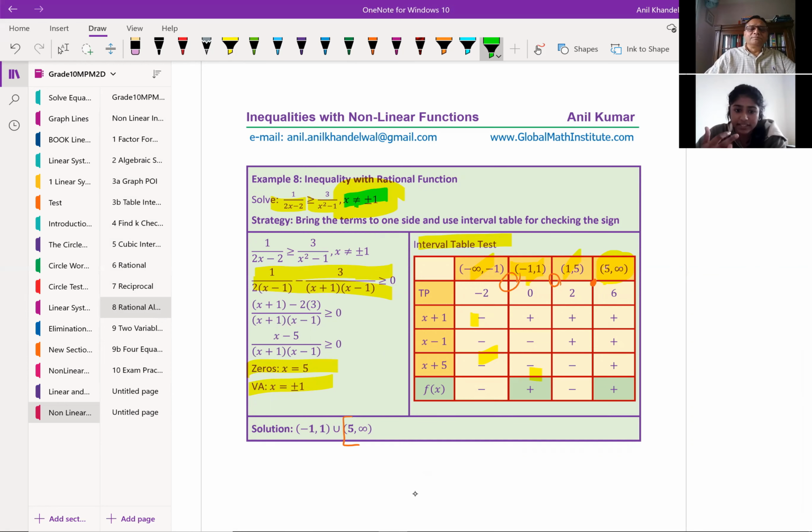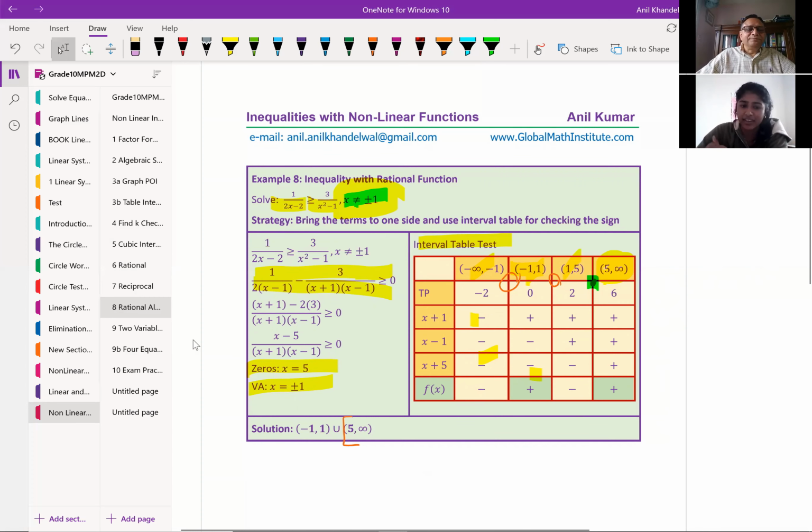And with the interval table, I really like the step where you write down your zeros on the top, and you have to fill in an open hole where there are restrictions and you can't use them, and then a filled-in hole where they can be included.